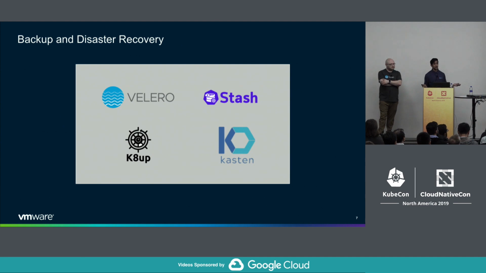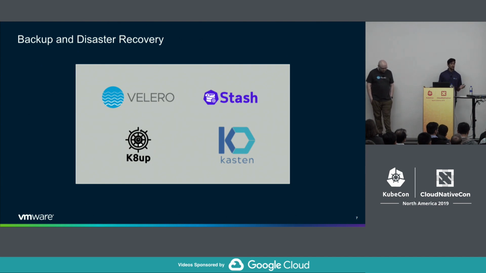Luckily, we have a great ecosystem, and this is just a few of the tools that are used for backup and disaster recovery inside of Kubernetes. Each of these tools have different strategies for actually performing backup and restore in Kubernetes. Some of them may call out to the storage provider APIs directly. So for example, a tool could call out to the AWS API to take a snapshot of an EBS volume, and then on restore, call out to the AWS API again to restore that snapshot.